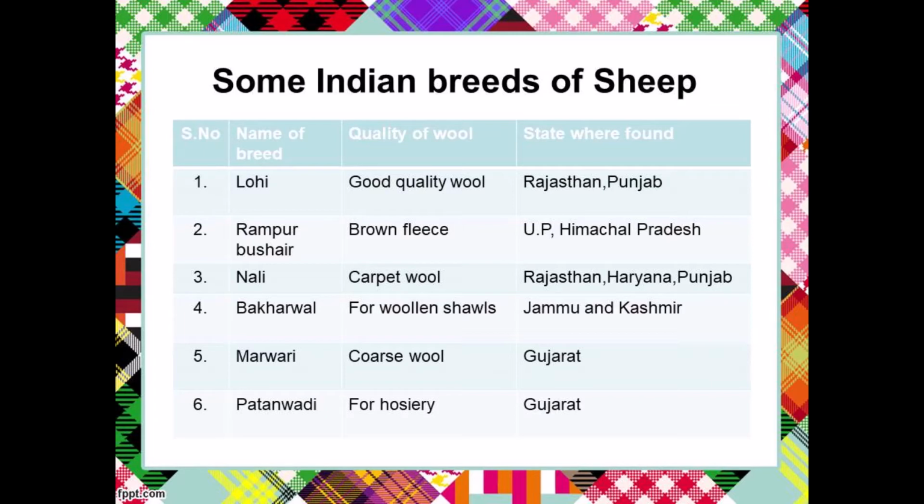Then next is Nali, from which we get carpet wool, and the states where these are found are Rajasthan, Haryana, and Punjab. Next is Bhakarwal. We get wool for woolen shawls from them, and these are found in Jammu and Kashmir. Next is Marwari. We get coarse wool from them, and these are found in Gujarat. And last one is Patanwadi, and we get wool for hosiery, and these are also found in Gujarat.